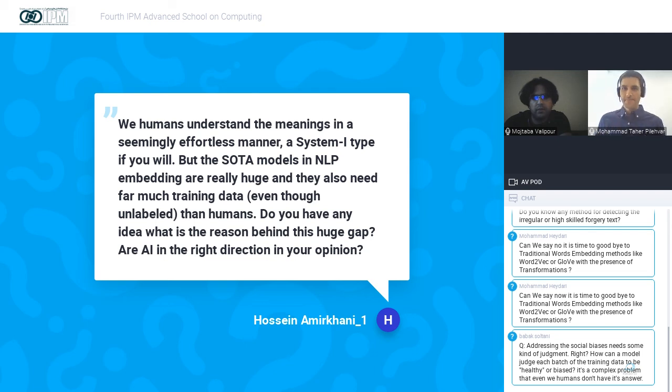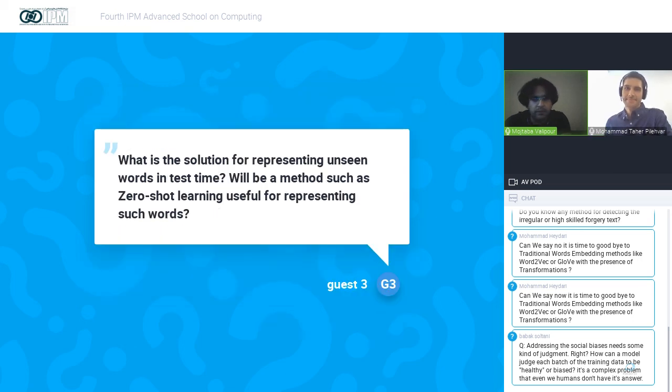Yeah, sure, perfect. Just to add to your comments, actually, GPT-3, our largest machine learning model, has only 175 billion parameters. Let's say these parameters are synapses, and the human brain has around 100 plus trillion synapses, which is quite much larger than even our largest model. So for the next question, what's the solution for representing unseen words at test time? Would a method such as zero-shot learning be useful for representing such words?